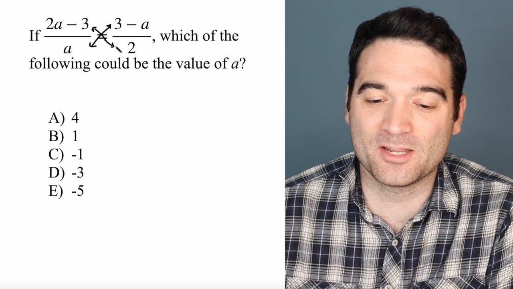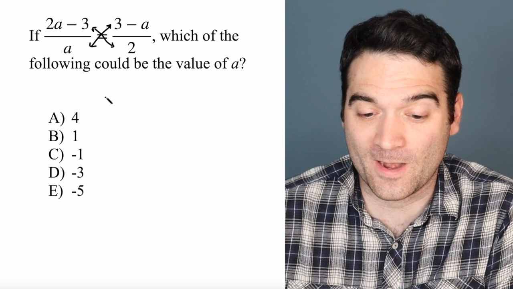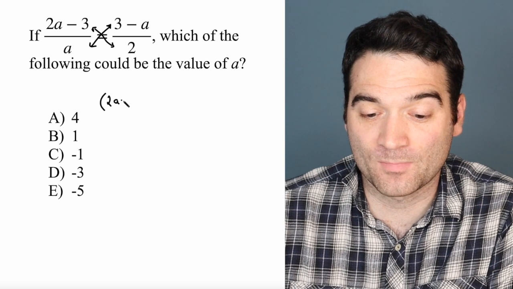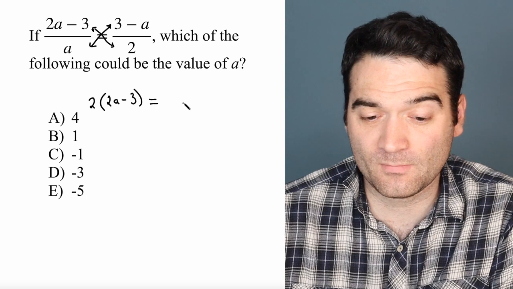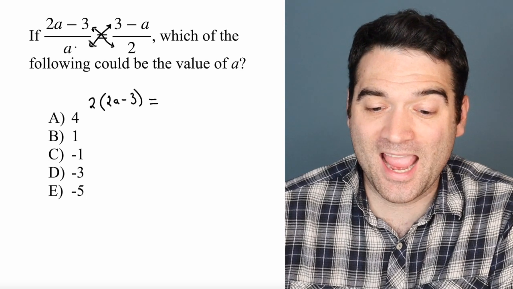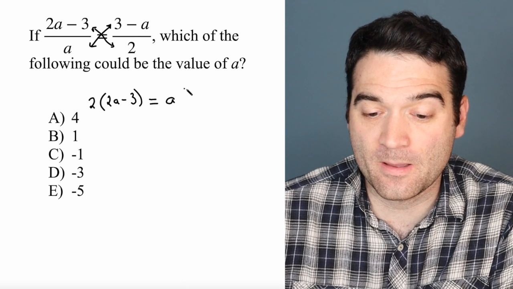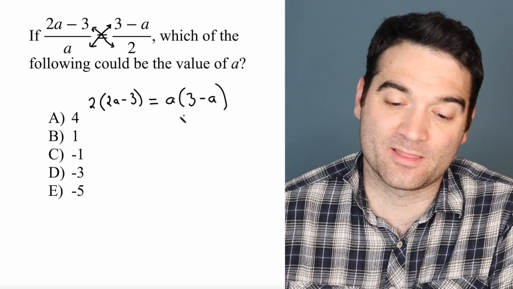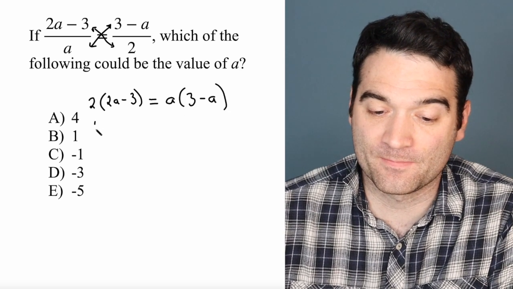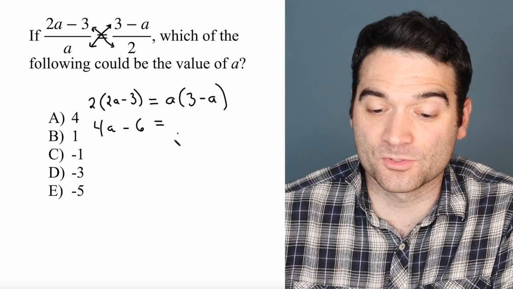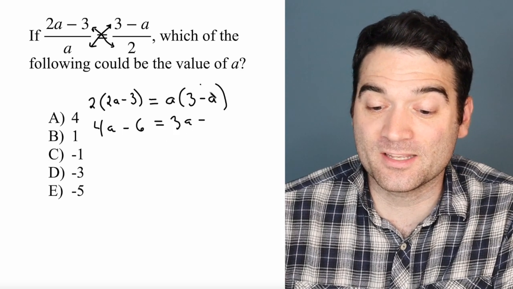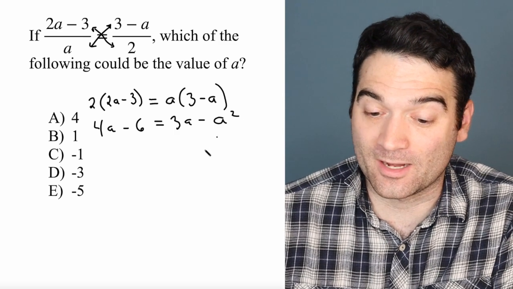So we'll do 2a minus 3 times 2, the whole quantity. So 2a minus 3, that whole thing, times 2. We're going to set that equal to a times 3 minus a right there. Right? So we'll distribute that in. That gives us 4a minus 6 equals 3a minus a squared. Uh-oh, we got a quadratic.